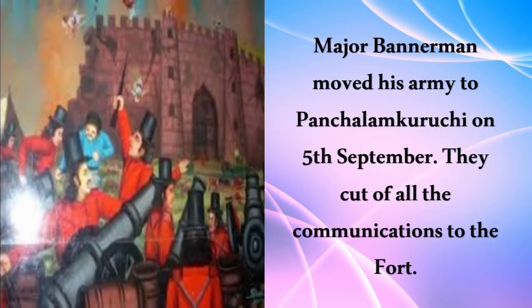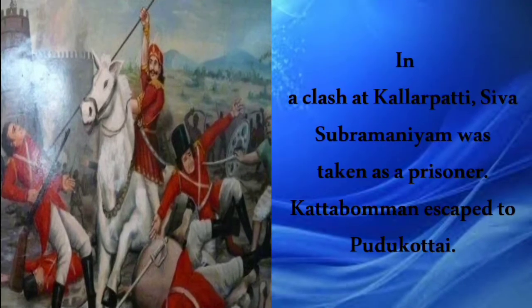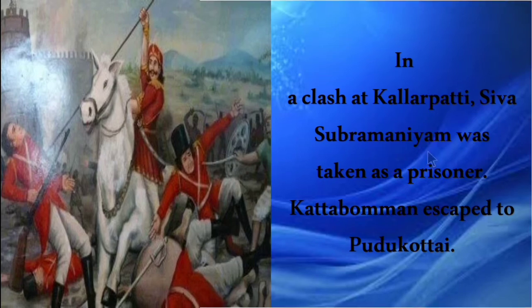Major Bannerman moved his army to Panjalakuruchi on 5th September and cut off all communications to the fort of Veerapandiya Kattabomman. And then in a clash at Kalarpatti, Sivasubramaniam was taken as a prisoner. Sivasubramaniam was Kattabomman's minister. He was captured and taken as a prisoner by the British government, whereas Kattabomman escaped to Pudukkottai.